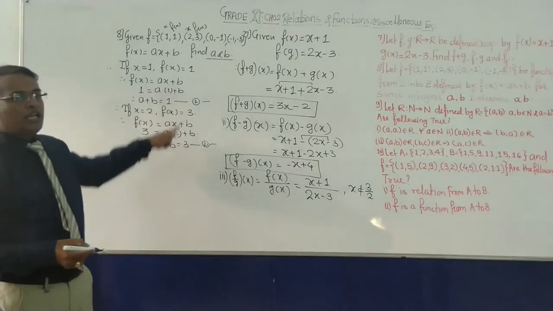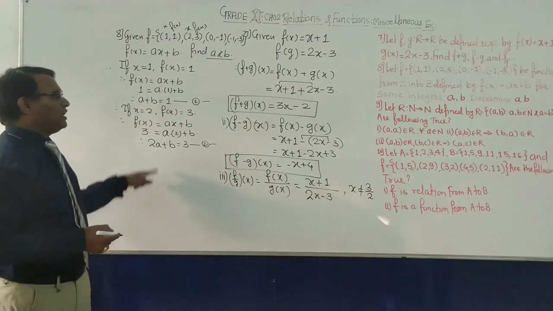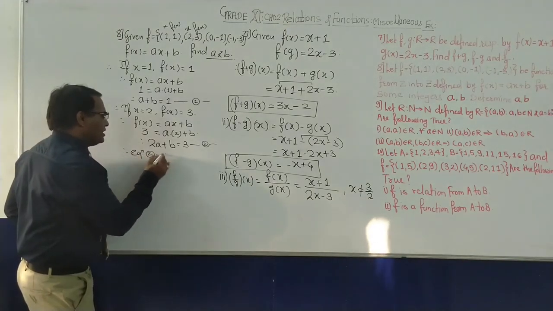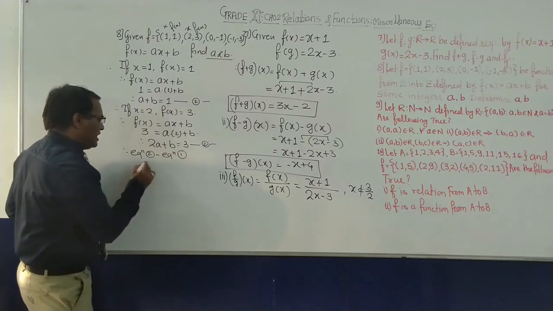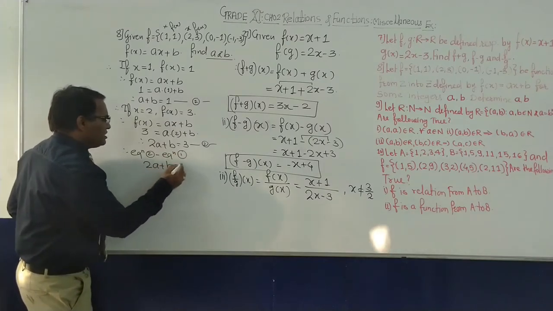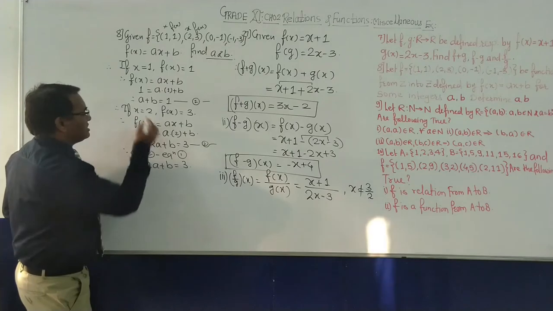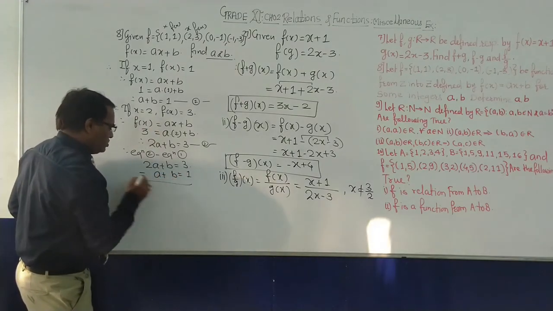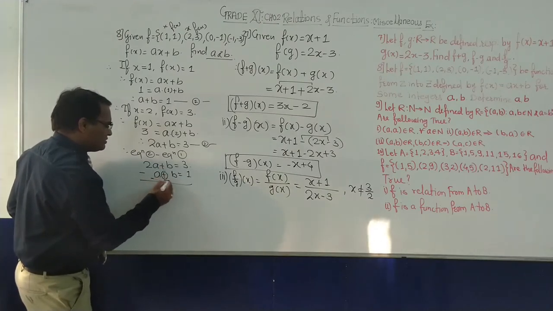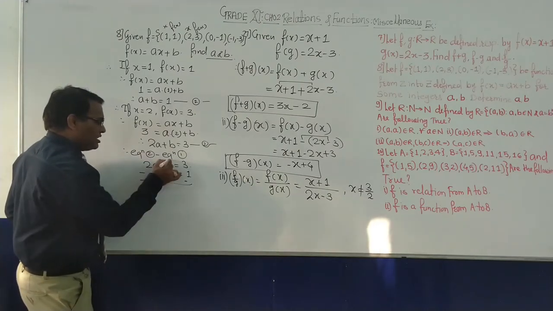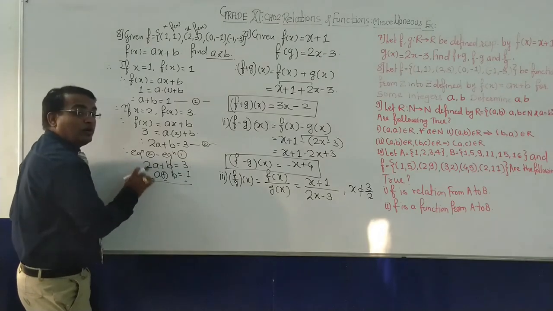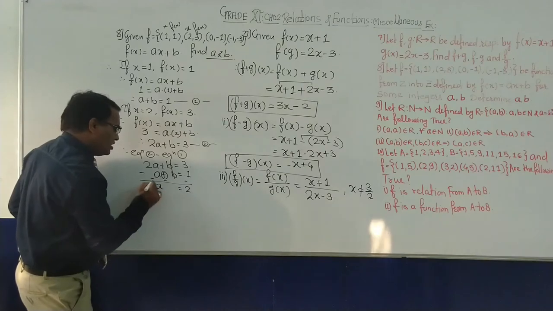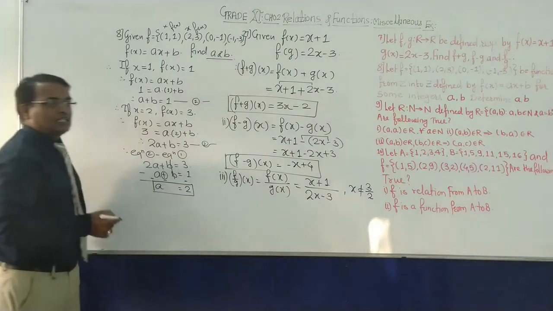Now from equation number 1 and 2, can you find out any one of the values? Yes, you can. Therefore what we can do is equation 2 minus equation 1. That means 2a plus b is equal to 3 minus a plus b is equal to 1. Because this will be minus, this will be minus, and even this will be minus. Plus b minus b cancel. 2a minus a is what? A. 3 minus 1 is what? 2. So what are you getting? The value of a, that is equal to what?